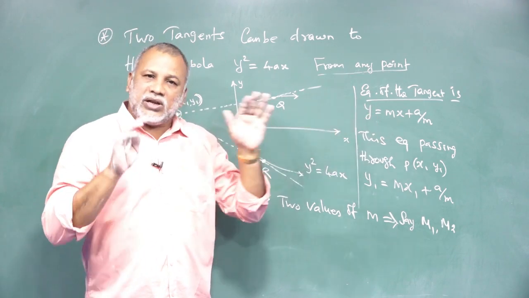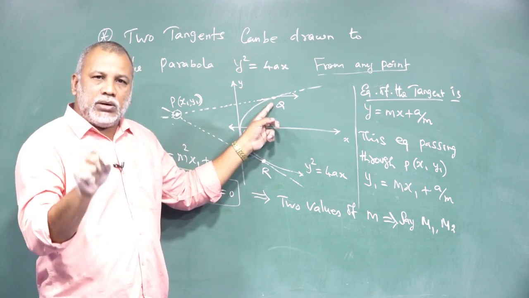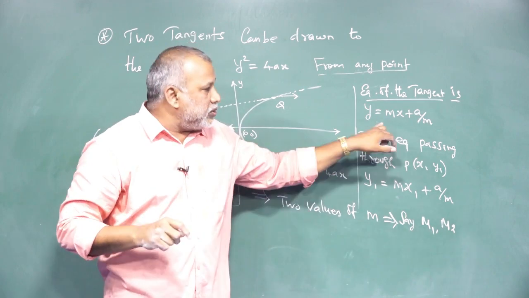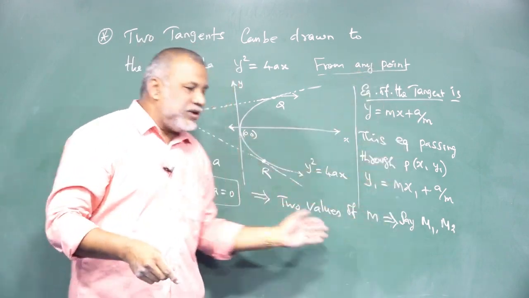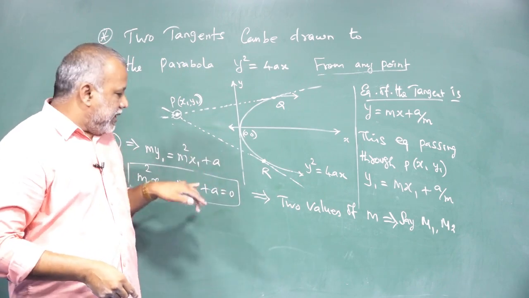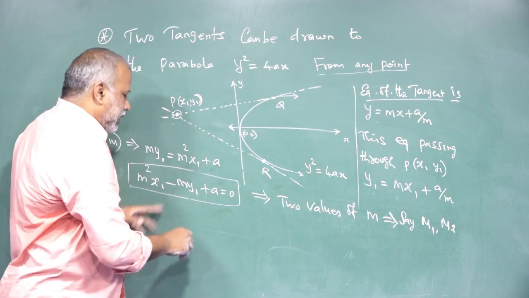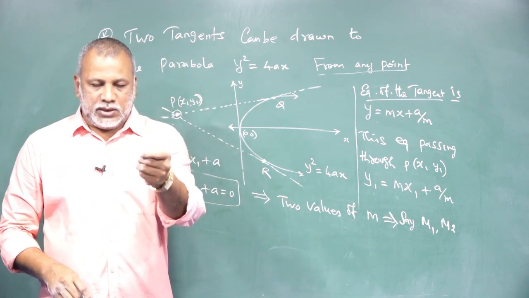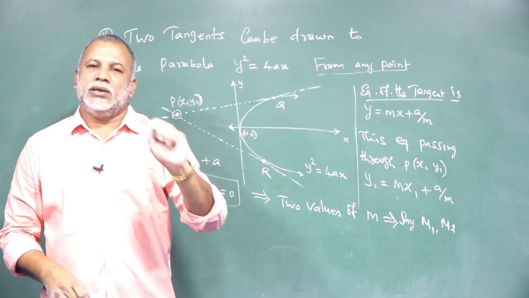Here the point is not given, so the point is unknown. The point should be on the parabola, so we are selecting y equal to mx plus a by m. It is also the tangent we already discussed, where m is the slope. With the help of that only we are deriving. Then we are able to solve this equation. We can get two values of m, that is m1 and m2. With their help, we can draw two tangents. So dear students, try for an ellipse and also for the hyperbola.